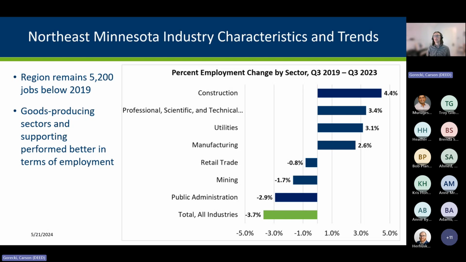And then you have professional, scientific, and technical services and utilities, which are technically service providing sectors, but they're very closely tied to those goods producing sectors. A lot of engineering and architecture in professional, scientific, and technical, for example, and utilities is very closely tied to mining, construction, etc. So the fact that those all performed well: goods producing sectors were a little bit more protected against the direct impacts of the pandemic, but there were also a lot of big projects going on at the same time that helped fuel the demand for them.